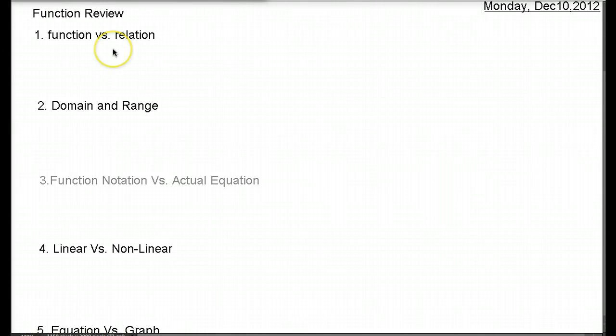Hello, before we start the new unit on quadratic functions, let's have a quick review about functions. The first thing is something we call a relation, and it's really different from a function. For example, a relation is always between two variables, especially at this level.